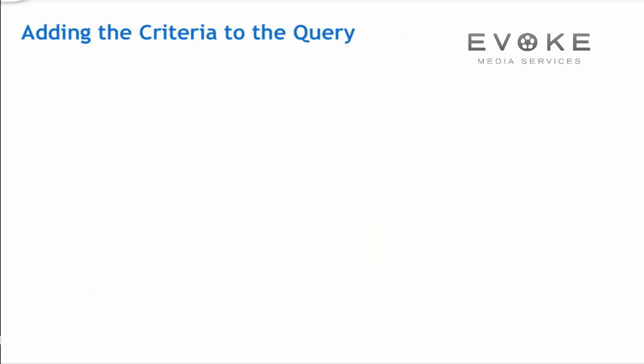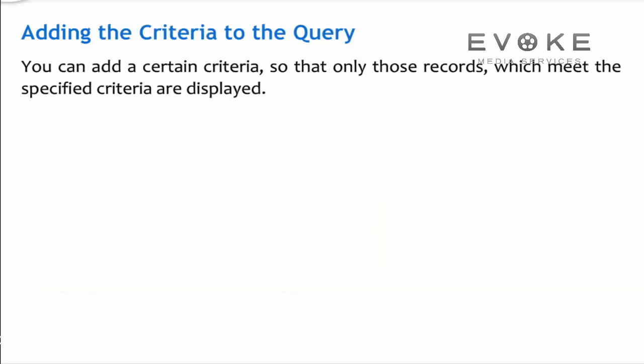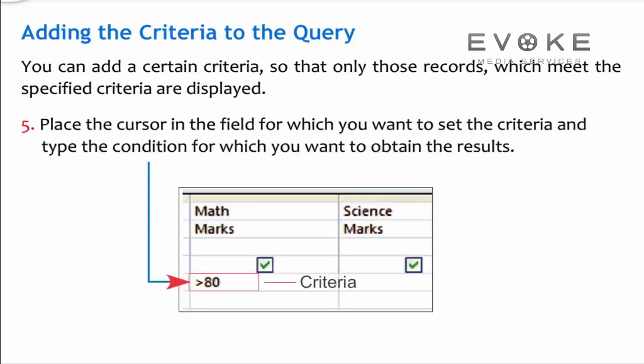Adding the criteria to the query. You can add a certain criteria so that only those records which meet the specified criteria are displayed. Place the cursor in the field for which you want to set the criteria and type the condition for which you want to obtain the results.